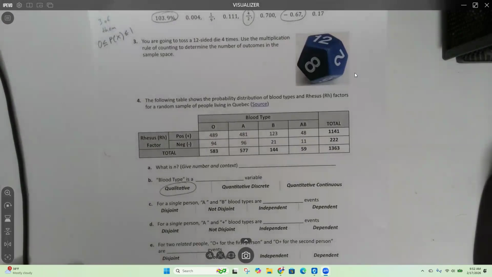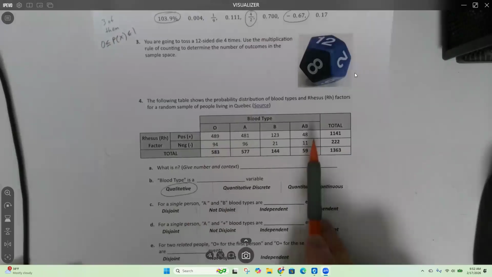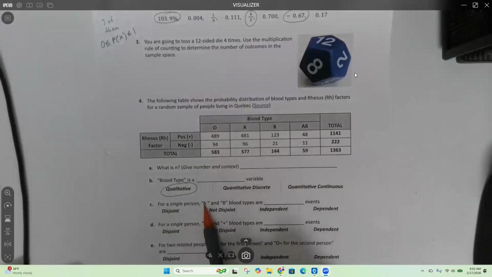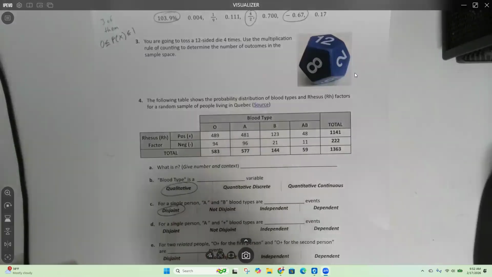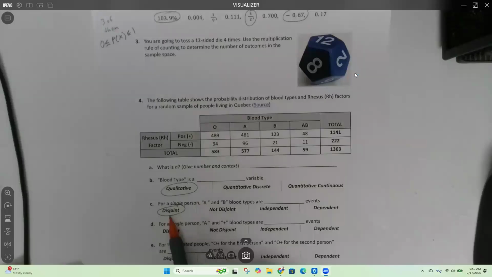All right. We have a whole bunch of these disjoint, not disjoint, independent, dependent craziness, right? So let's talk more about these. For a single person, you go up to one person, A and B blood types are disjoint, not disjoint, independent, dependent. So can someone be both A and B at the same time? I'm not talking about AB. AB is a different type. I don't know why they didn't call it C, right? It should be A and B and C. This is a different type of blood. Can someone be both A and B at the same time? They cannot. So these are disjoint. Disjoint means they cannot happen at the same time.